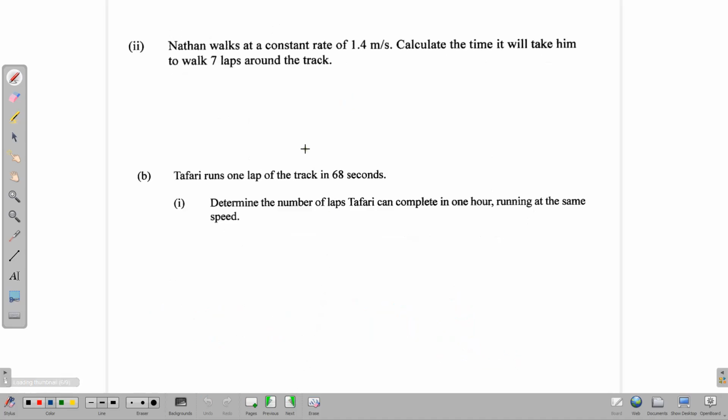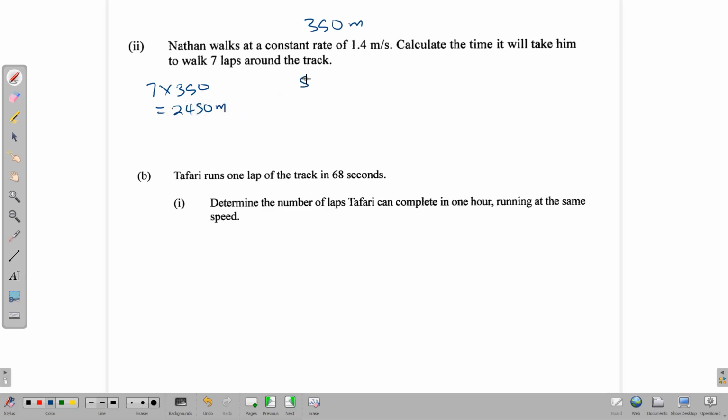Second part of our question says Nathan walks at a constant rate of 1.4 meters per second. Calculate the time it will take him to walk 7 laps around the field. Now remember that the field is 350 meters long. So 7 laps around the field is the same thing as 7 times 350. And that gives us a distance of 2,450 meters.